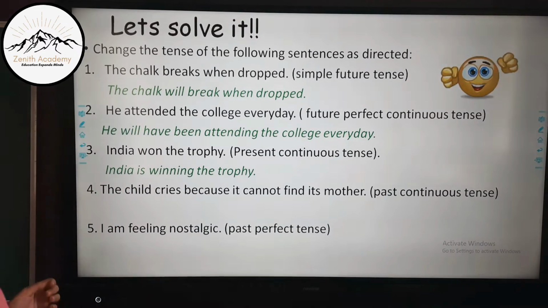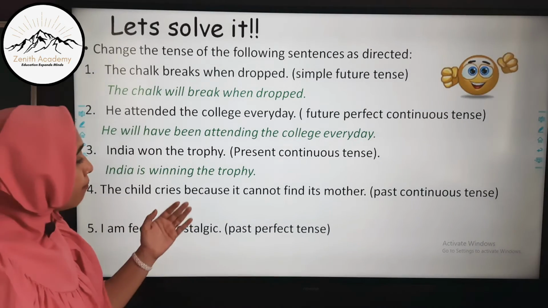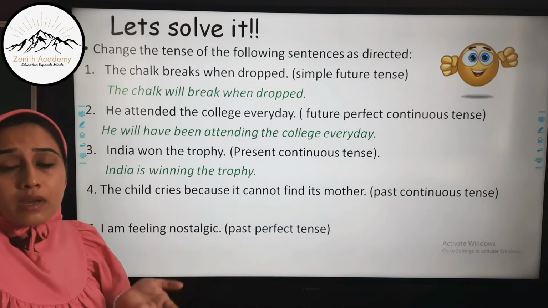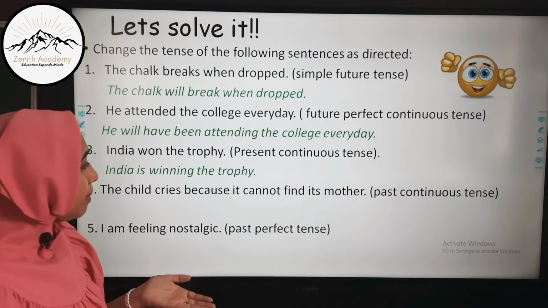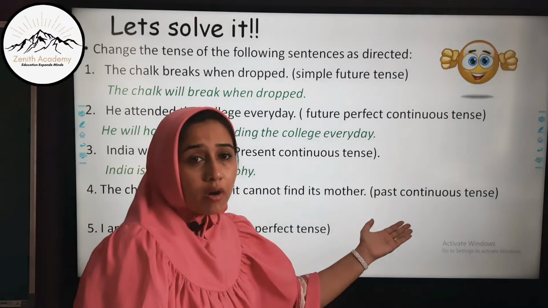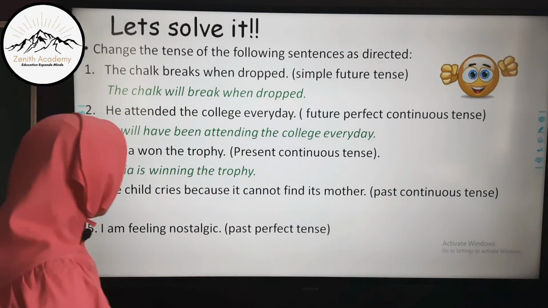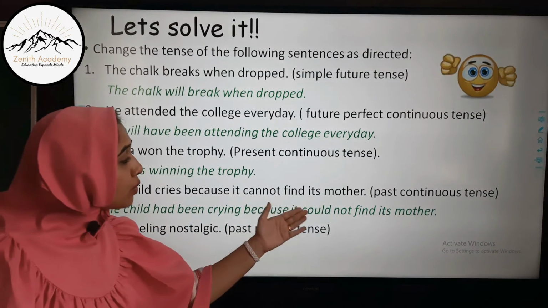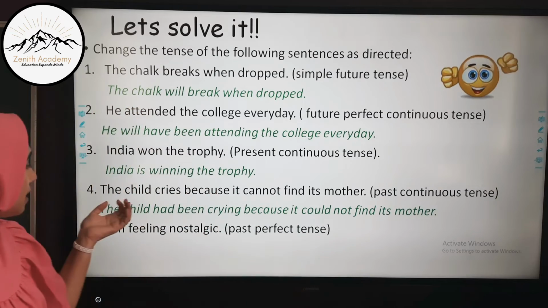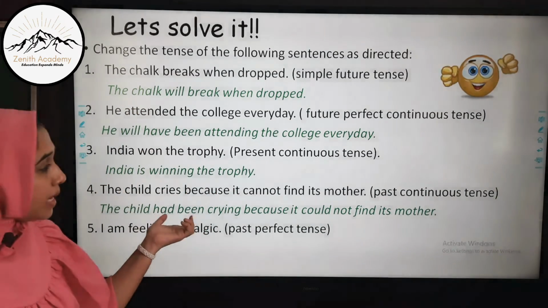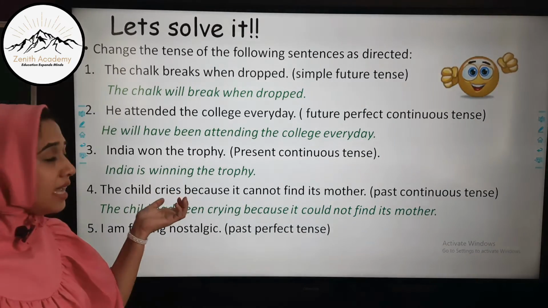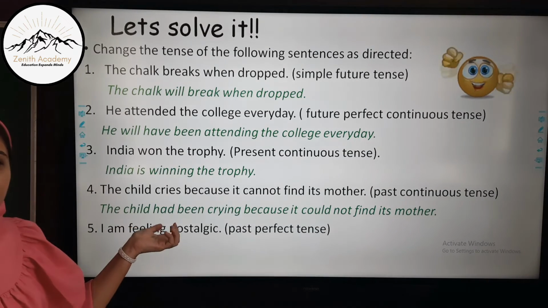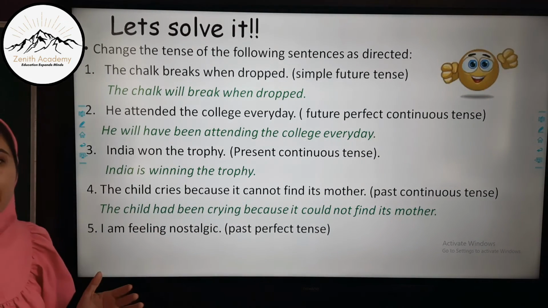Next is, the child cries because it cannot find its mother. This sentence is in simple present tense. We have to convert it into past continuous tense. The child had been crying because it could not find its mother. The main subject, child, remains the same. Had been and the ing form of the word cry are added to make it past continuous tense. For past we use had. If it were present we would have added have.